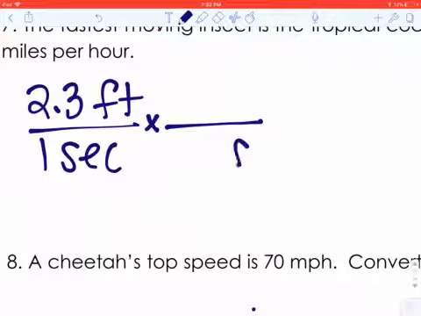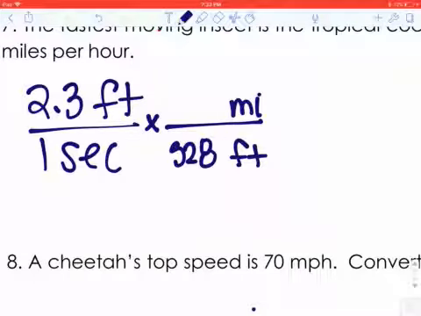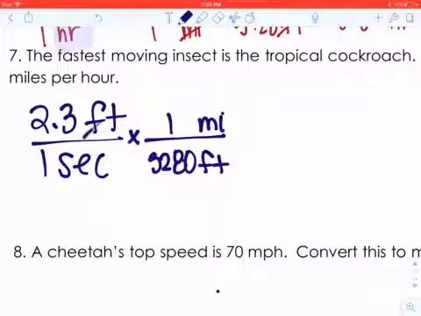So we've got to get rid of feet. We're going to put feet on the bottom. Do we know how many feet are in a mile? Yes. We know 5,280 feet are in 1 mile. We know that from the conversion chart. That cancels feet and feet. So we have miles on top, which is great, but we still have seconds on the bottom, which we don't want. We want to get rid of seconds.